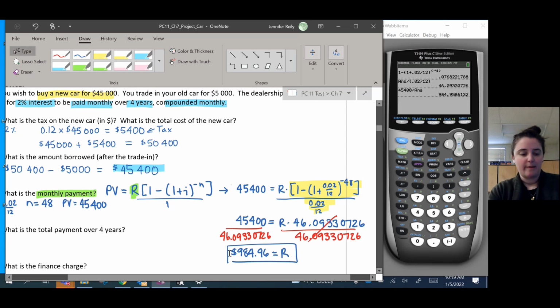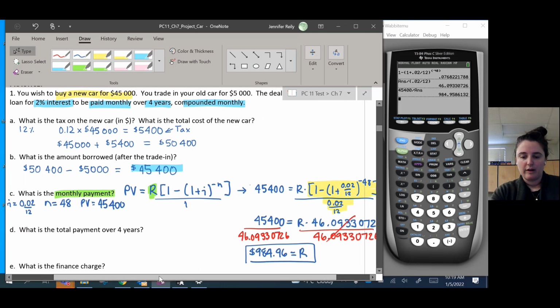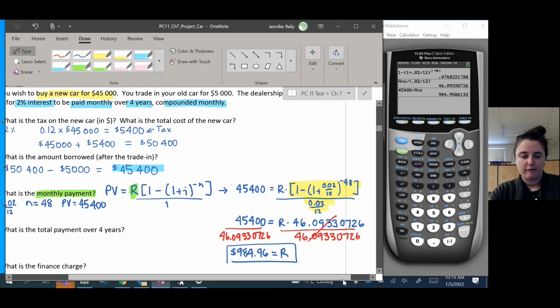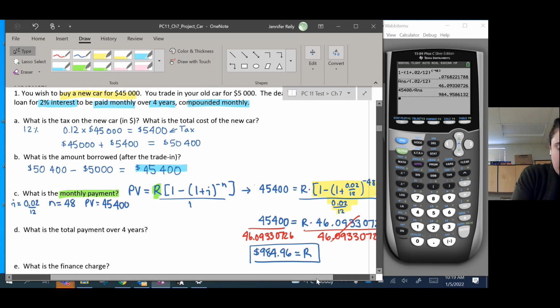So those are my regular payments for the car. There's not much space here, but you can just use this blank space. We're not going to be using this space for anything else. So, and I'll just write that again here, 984.96. Okay, what is the total payment over the 4 years?